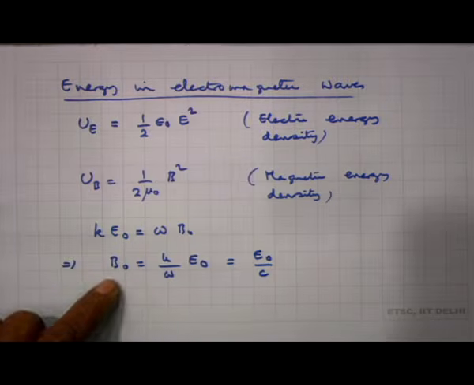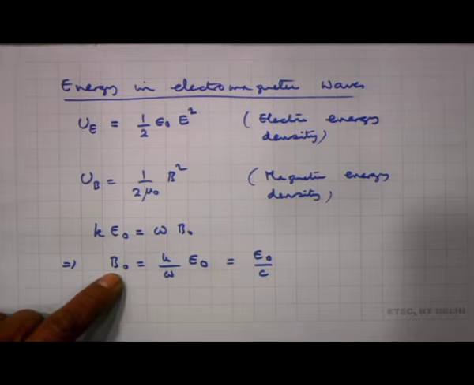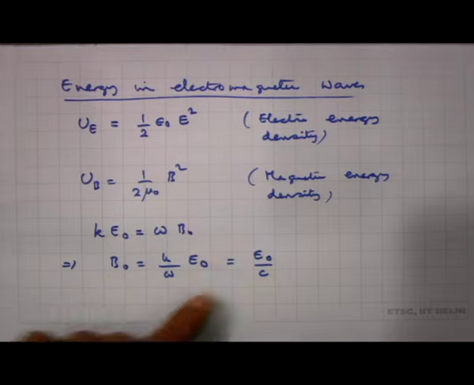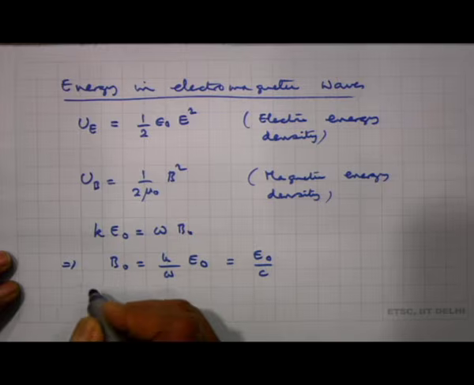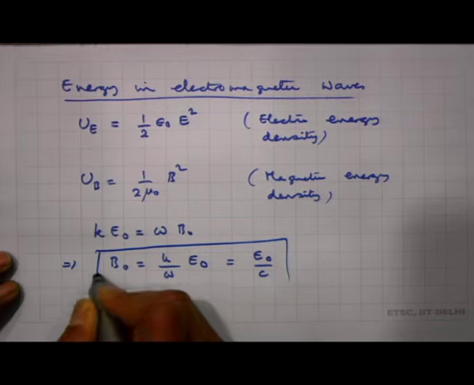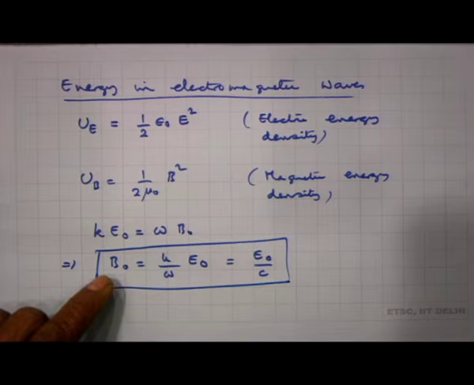So, if E naught represents the maximum value of electric field in the electromagnetic wave, the maximum value of magnetic field in the electromagnetic wave is E naught by c, where c is the speed of light in free space. So, this is a very important relationship. Again, I must remember that in free space the electric and magnetic fields of the electromagnetic wave are related through B naught is equal to E naught by c.